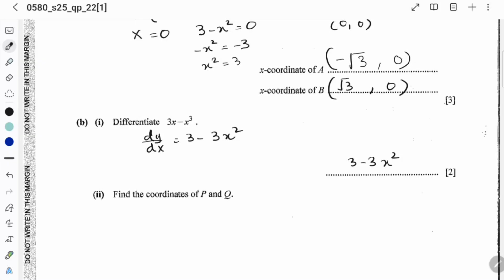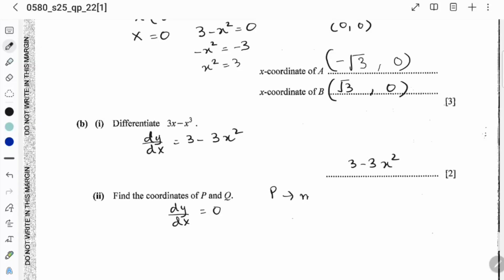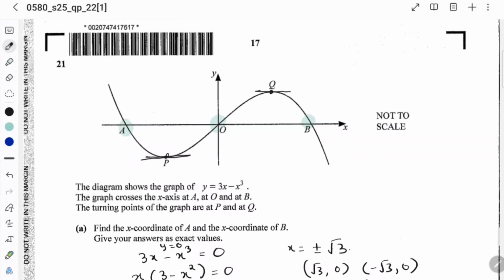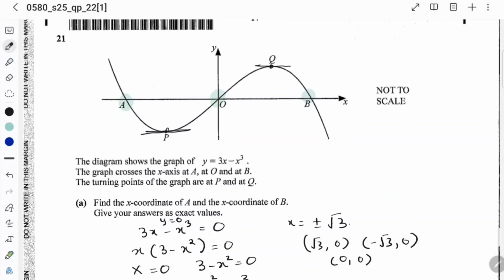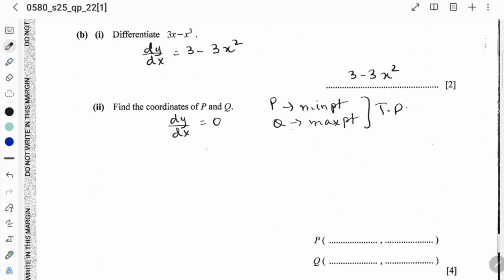So at the turning points, your dy upon dx is equal to 0. That's why p is the minimum point and q is the maximum point, and they both are turning points. At the turning points the slope is equal to 0, it's just a horizontal straight line. Now we found that dy upon dx is 3 minus 3x square is equal to 0.